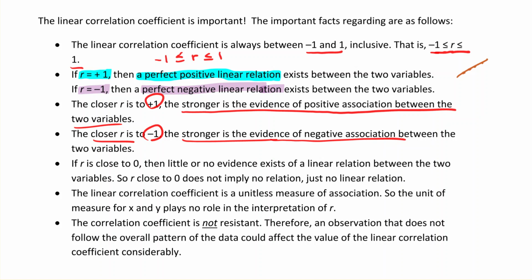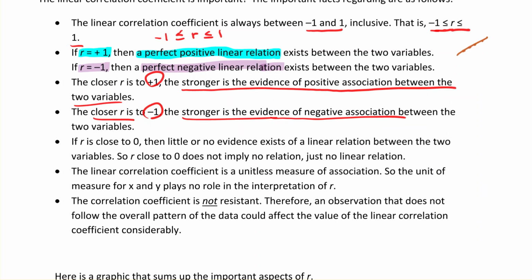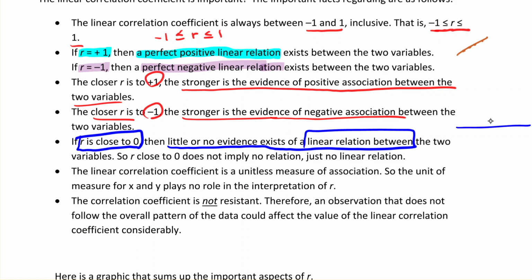This is important also. If R is close to 0, then there is no evidence of a linear relation. It could be some other relation, as we saw earlier, like a curve or parabola. But if it's close to 0, such as 0.05 or even 0.1 or -0.01 or -0.002, those are numbers close to 0. So think of a number line. Here is 0, -1 and 1. Closer to 0, no linear relation. Close to 1, strong positive linear. Close to -1, strong negative linear.